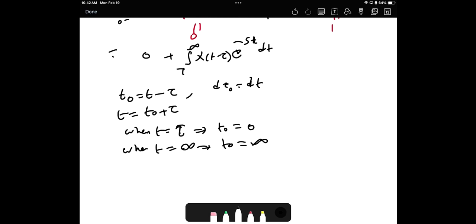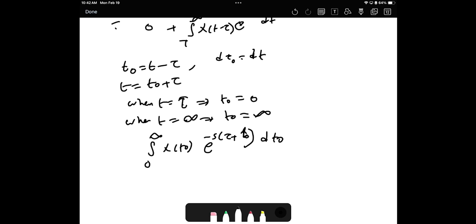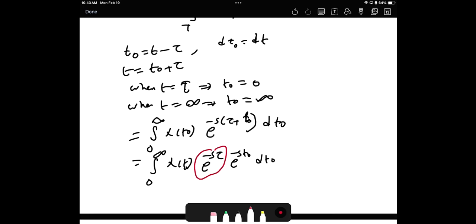So what will happen? By changing the variables, it will be the integral between 0 to infinity x of t0 e power negative s (tau plus t0) dt0. Then we can do the following: 0 to infinity x of t0 e power negative s tau e power negative s t0 dt0. This is constant, put it outside of the integral.